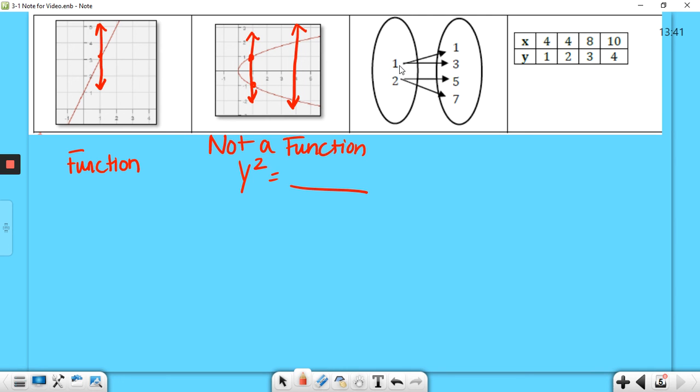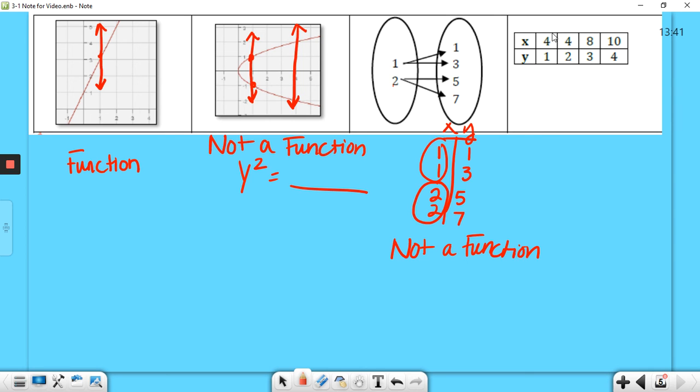All right, this one, let's look at this mapping here. If I were to make a t-table of the values, we would have 1, 1, 1, 3. Notice there's 2 arrows coming out of the 1, 2, 5, and 2, 7. Okay, so we have repeated 2's with different outputs, repeated 1's with different outputs. This is not a function. So in a mapping, whenever you have more than one arrow coming out of a number, it will not create a function because that input ends up getting repeated.